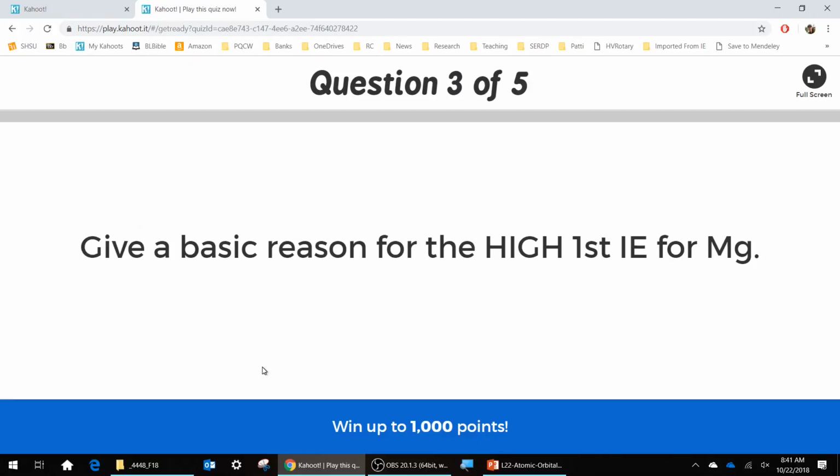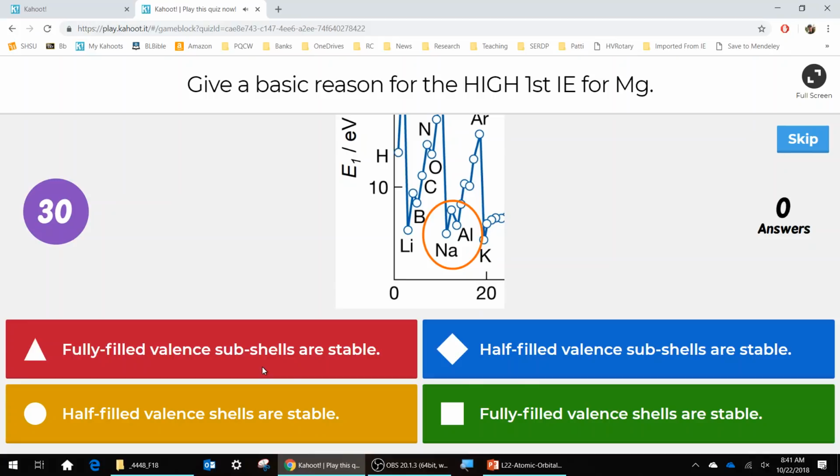Okay. Give a reason for the high first ionization potential for magnesium. So magnesium, we go sodium, magnesium, aluminum. So magnesium is a little higher. So is it fully filled subshells, half-filled subshells, half-filled shells, or fully filled shells?